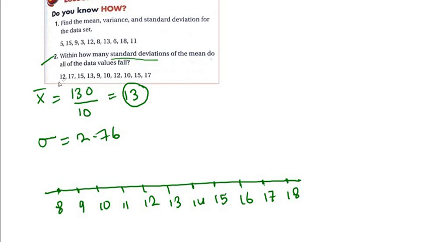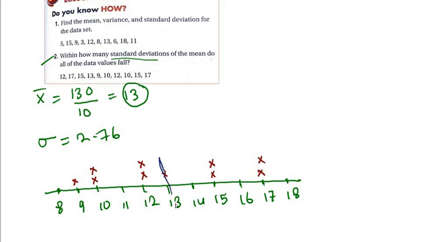Let's represent our data. We have 12, it's here, then 17, then 15, then we have 13, it's here, then 9, it is right over here, then 10, 12 again, then we have 10 again, then 15, and 17. To check, you can count the values. Here you have 6, 7, 8, 9, 10. These are 10 values, which is the number of values you have.